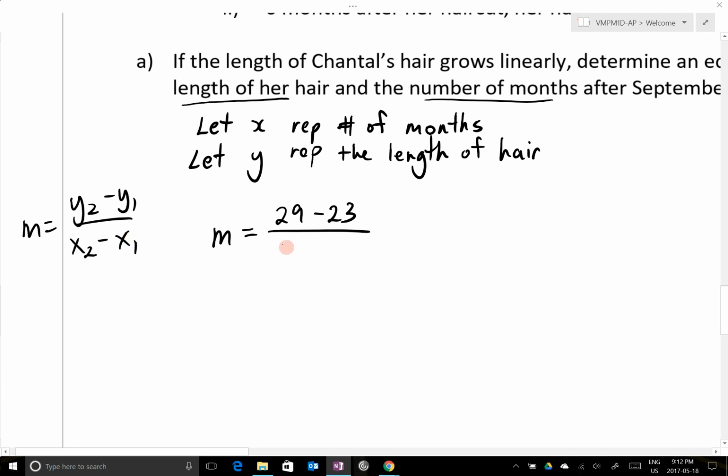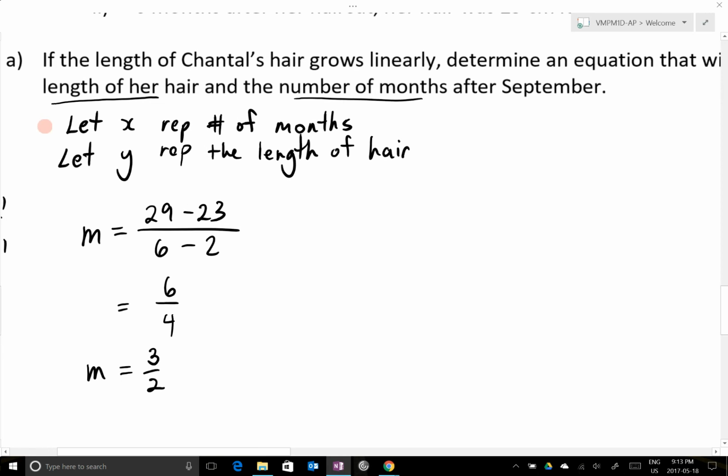So here x2 is going to be 6, x1 is going to be positive 2, so 6 minus 2. 29 minus 23 is equal to 6. 6 minus 2 is equal to 4, not 3. And so 6 over 4 written in lowest terms is 3 over 2. And that's my slope. Okay. So as I start creating my equation for the line, I can write y equals 3 over 2 times x plus b. Okay. So I need to find b now. Take one of the points.